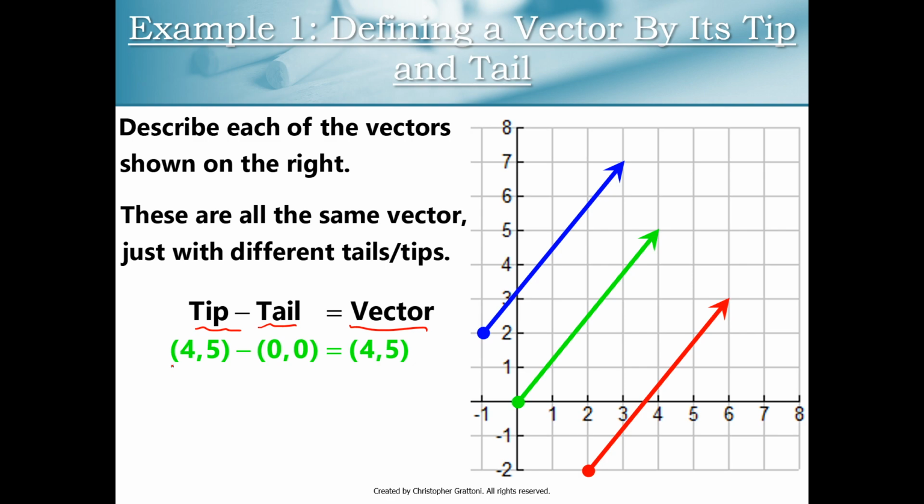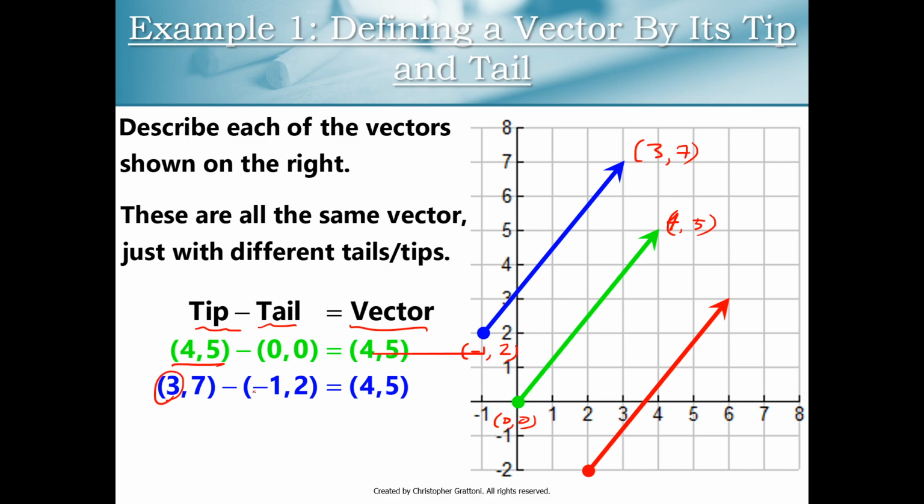So the green one, the tip is at 4, 5. The tail is at 0, 0. When you subtract those component-wise, you get 4, 5. So that vector is 4, 5. It's more interesting for the blue one and for the red one. For the blue vector, we're at the point 3, 7 for the tip. The tail is at -1, 2. And when we subtract those vectors, we're going to subtract component-wise. 3 minus -1 is 4, and 7 minus 2 is 5. Look at that, 4, 5.